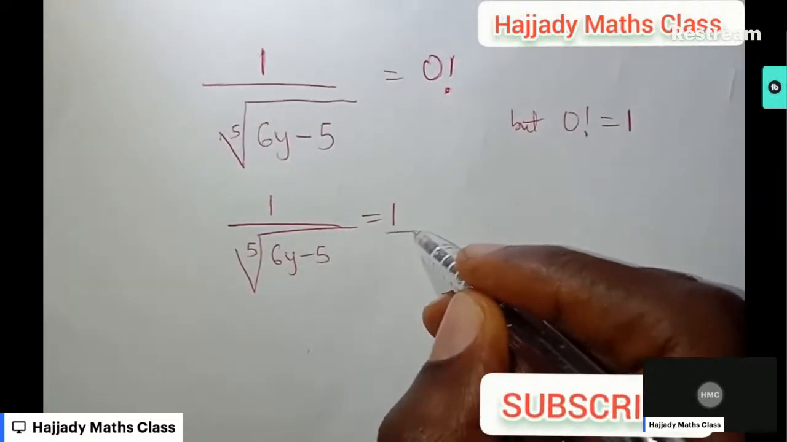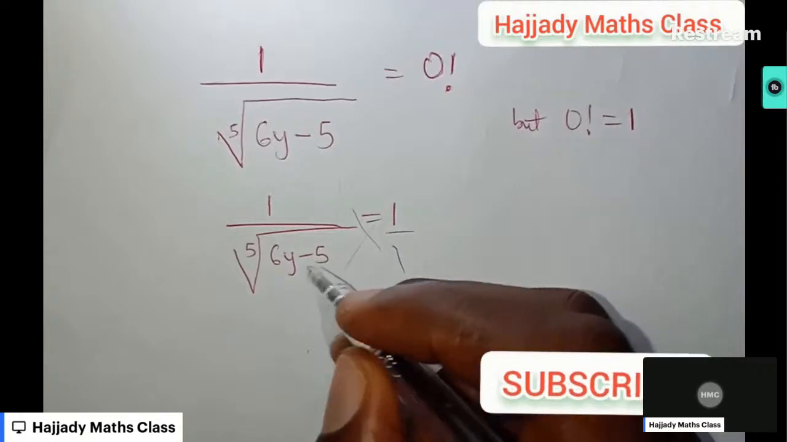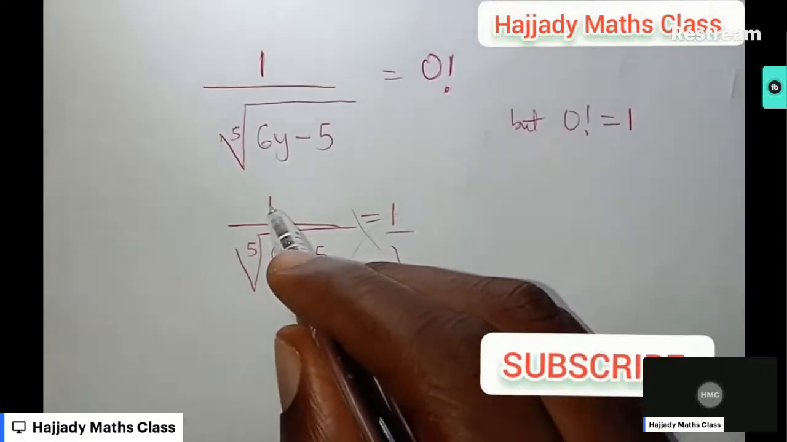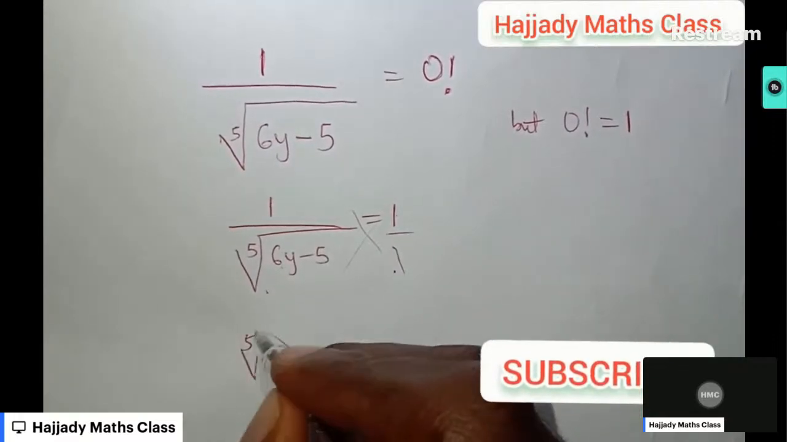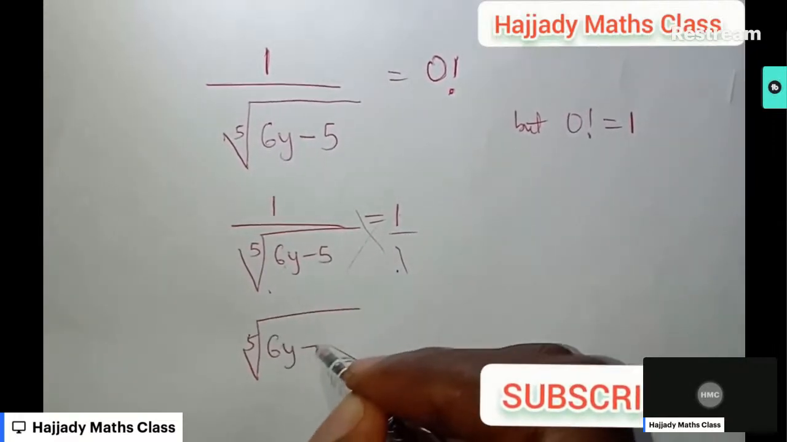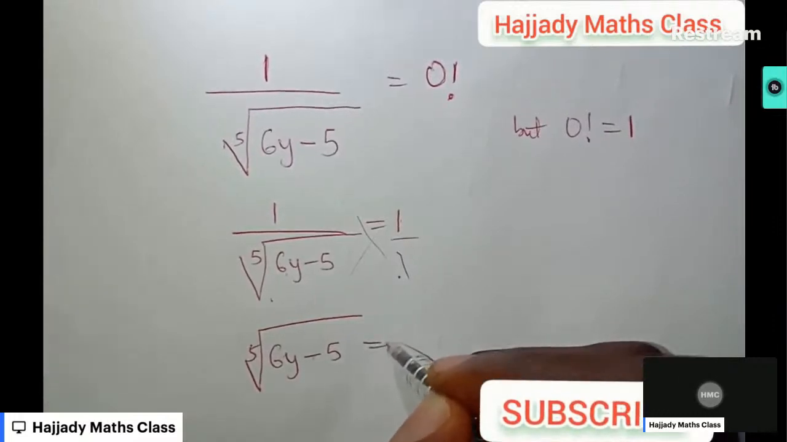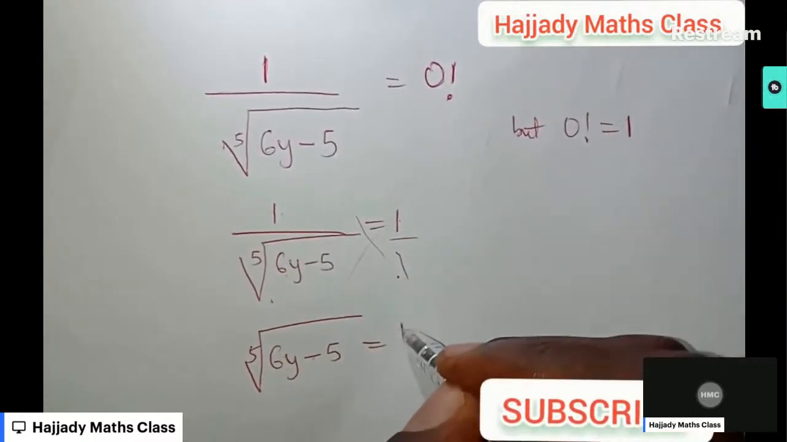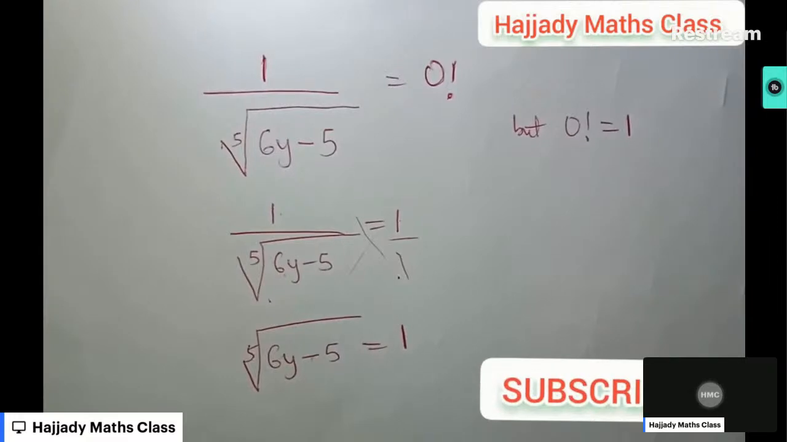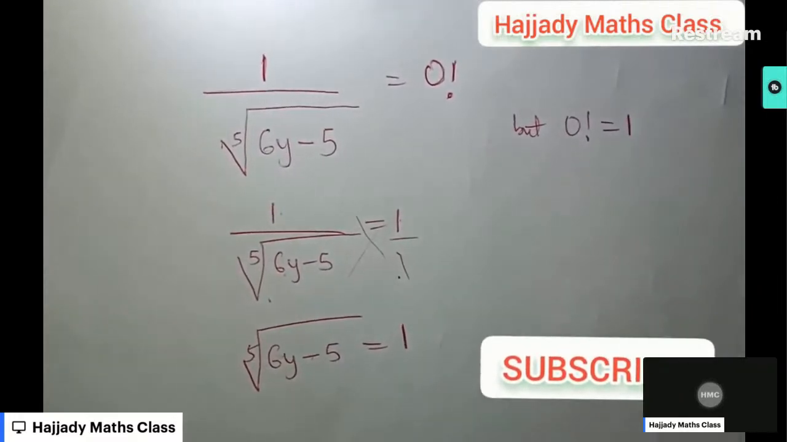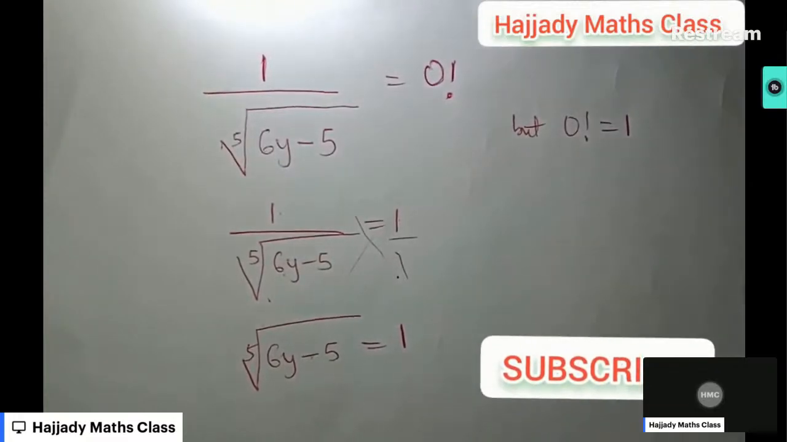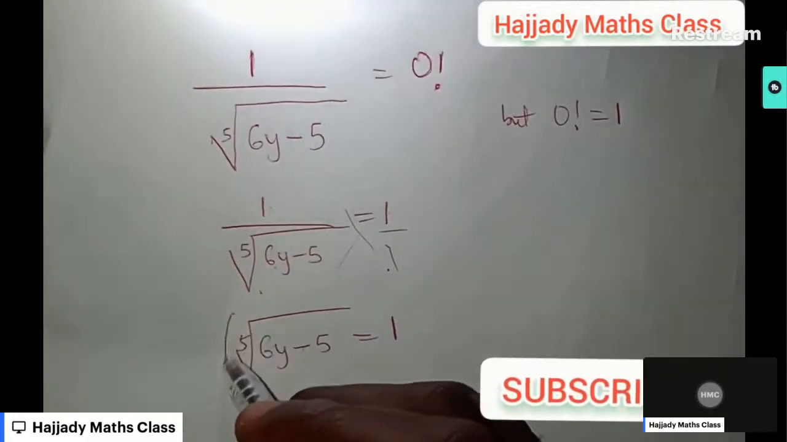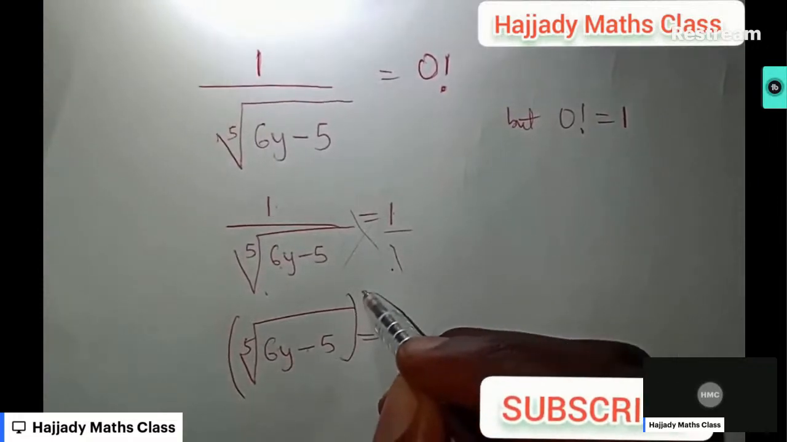So the next thing we are doing here is to cross multiply. This multiply this, while this multiply this. So we have the 5th root of 6y minus 5 equals 1 times 1, which is 1. Now, the method of indices will be used there. And for us to do that, we are going to raise the power of both sides by 5.